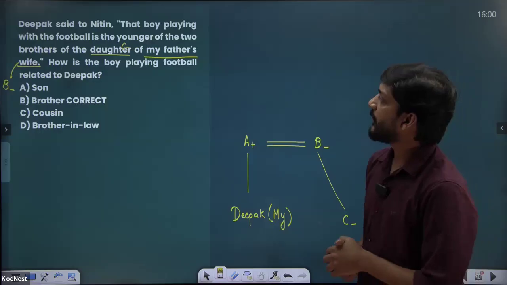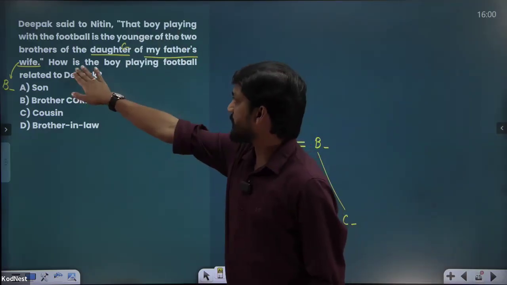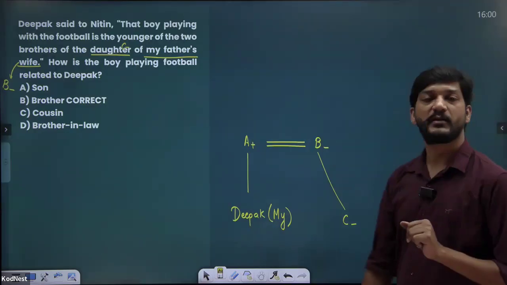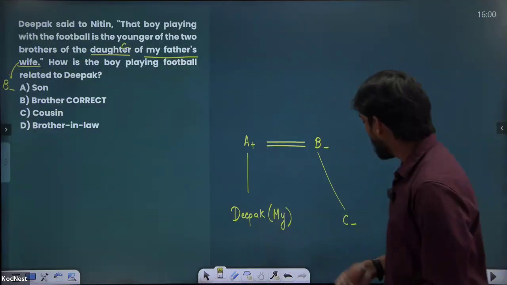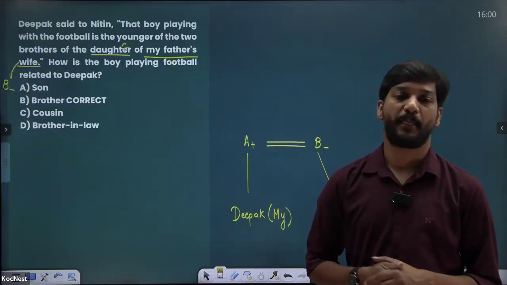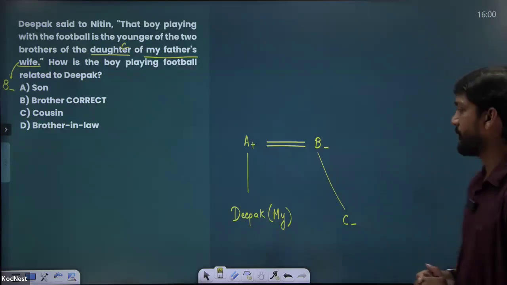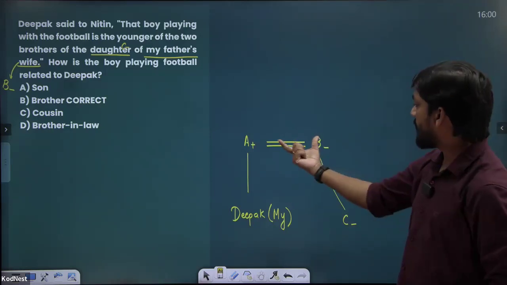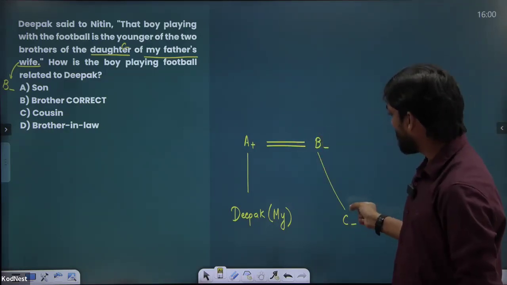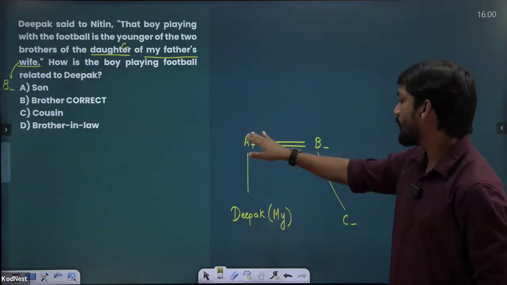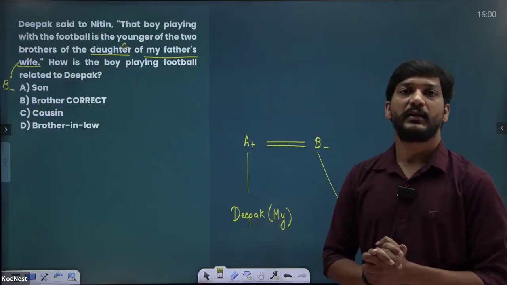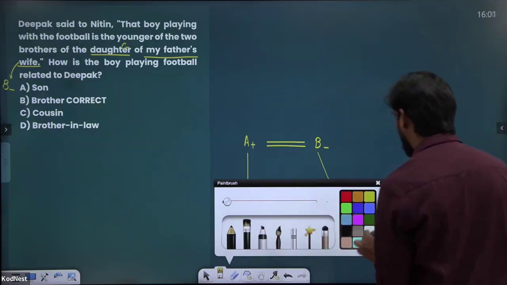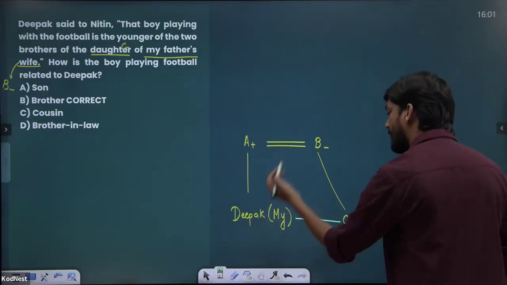Okay, next. Younger of the two brothers of daughter. Daughter is C minus, younger of the two brothers. My dear, two brothers are there. One brother will be Deepak, yes or not? For sure, one brother is Deepak because this is a couple. The couple will have the same child. Deepak is the child of A, so Deepak is the child of B also. So they have the same parents. That means they are brothers and sisters for sure. So one brother is definitely Deepak.